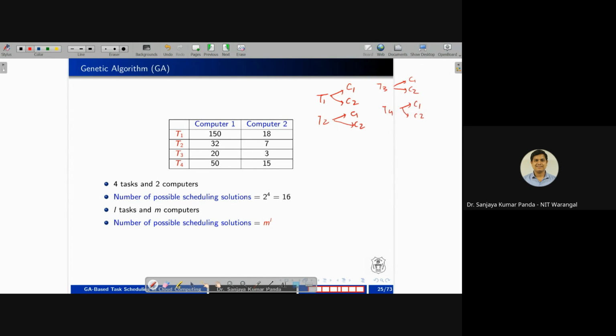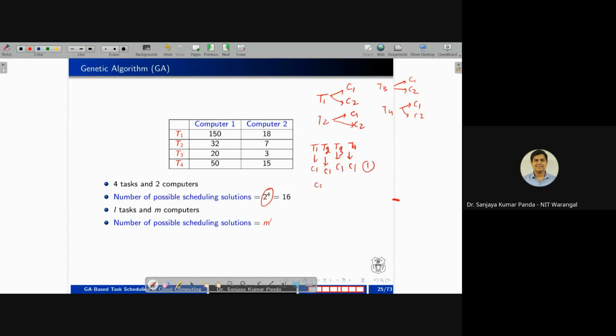You can try anything you choose, and that gives you a solution. The solution may be better or not better, but you can try. So in this case, if you go for all possible solutions, the total number of solutions is 2 to the power 4. For example, T1 is assigned to C1, T2 is assigned to C1, T3 is assigned to C1, and T4 is assigned to C1. That is one solution.